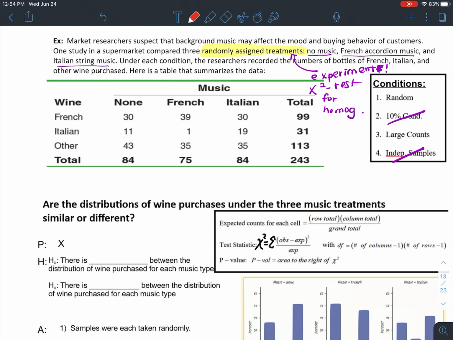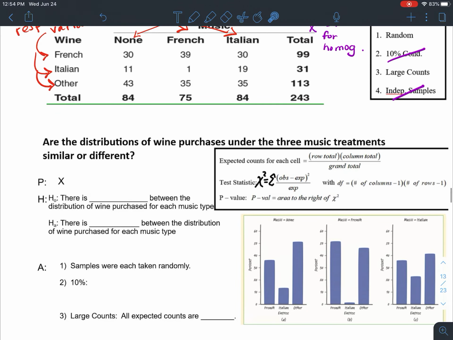The treatments in this particular example are none, French, and Italian. And that is the type of music, by the way. And then the type of wine that was purchased, that's the response variable in the experiment. That's what they're measuring: what kind of wine did they buy when there was French music playing? Did they buy French wine more often? So the question is, are the distributions of wine purchases under the 3 music treatments similar or are they different?